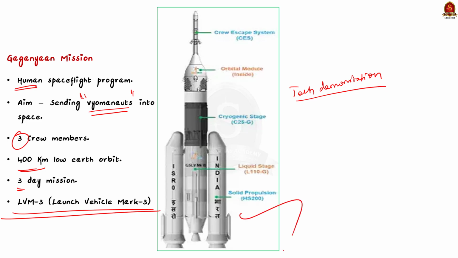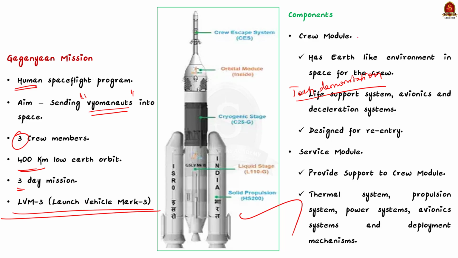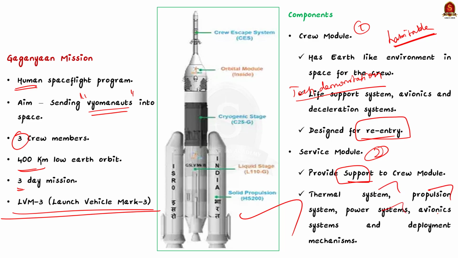Now let us see the important components of this mission. There are 2 important modules in Gaganyaan: crew module and service module. The crew module is the habitable part with an Earth-like environment in space. The crew module has human-centric products and life support systems. It is also designed for re-entry to ensure the safety of the crew. The service module will be used for providing necessary support to the crew module while in orbit. It contains a thermal system, propulsion system, power system, avionics system, and deployment mechanisms. It remains attached to the crew module until the mission ends. These are the important components of this mission.